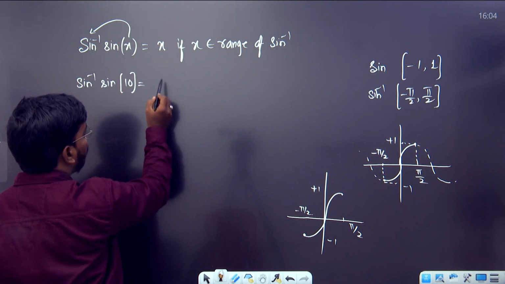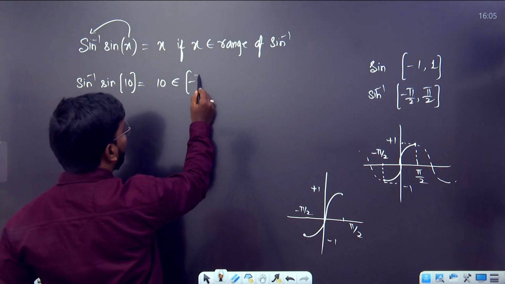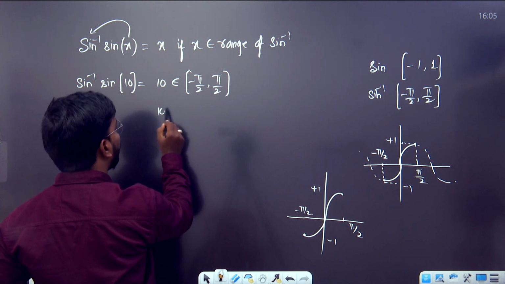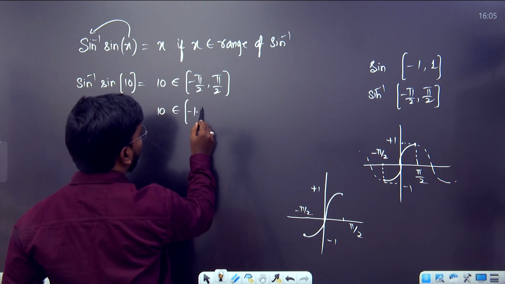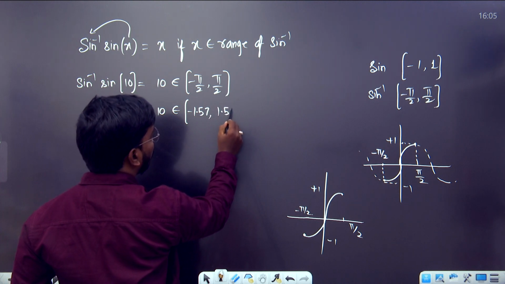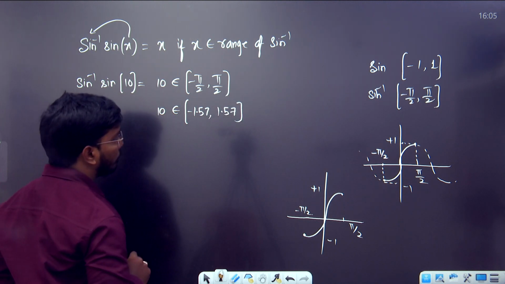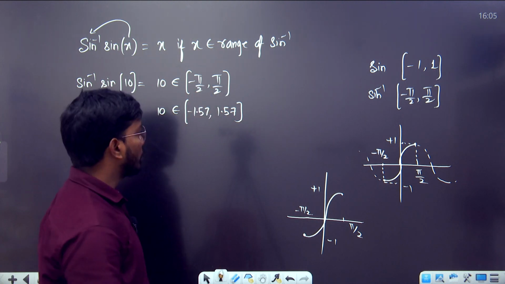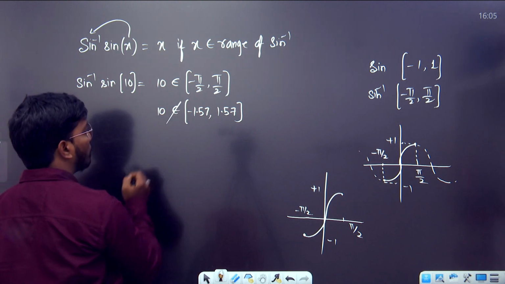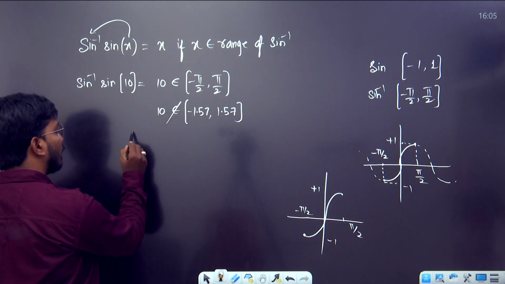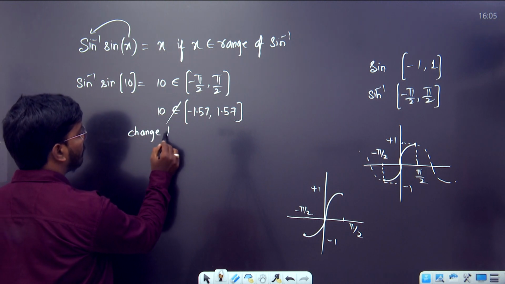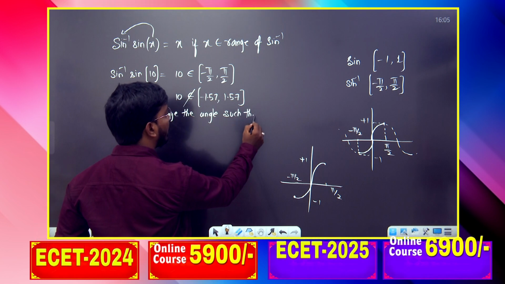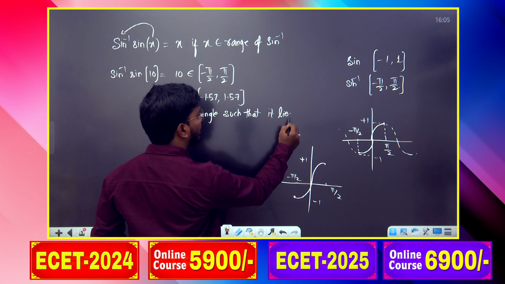Does 10 belong to the range of minus 90 to plus 90? That is, in numerical terms, does it belong to minus 1.57 to plus 1.57? Because a numerical value is asked here, we are taking pi as a radian number. It does not belong to it. Then what do we need to do? We need to change the angle such that it lies within the range.